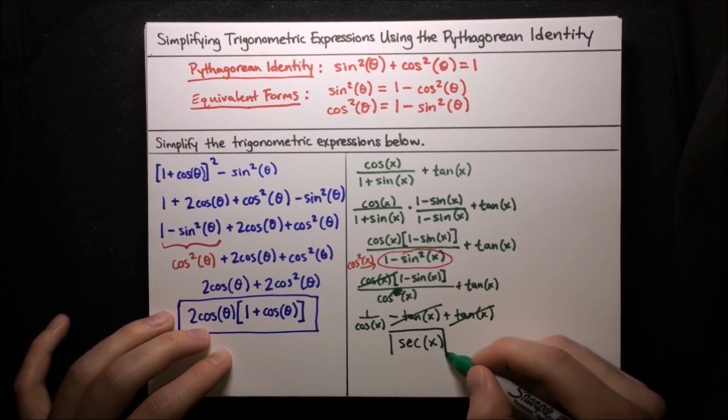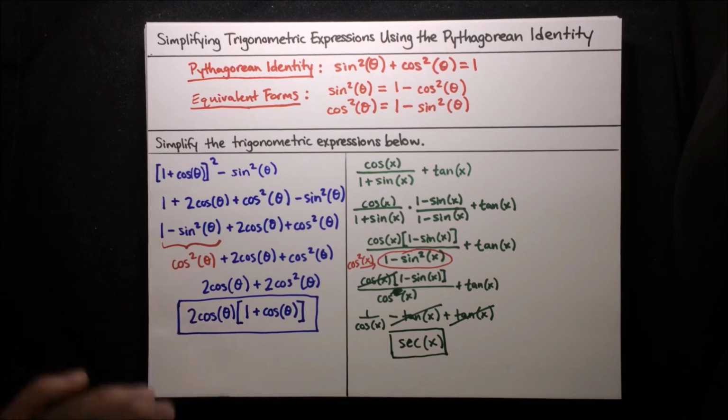So there we go. Nice and simple. So now we know how to simplify trig expressions using the Pythagorean identity and its equivalent forms. And in the future, we'll continue learning how to simplify trig expressions using other trig identities.